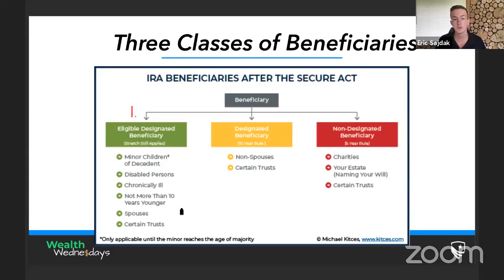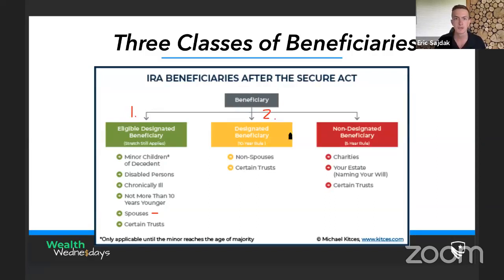The most common person in this eligible designated beneficiary category is going to be spouses. There are some other people that qualify for this, like minor children. I'm guessing most people watching this don't have minor children still. If you're around that retirement age, disabled or chronically ill people also qualify for this as far as beneficiaries. And then someone that you're passing the money on to, an heir that's not more than 10 years younger. So again, for most people, it's going to be spouses that fit into this category.